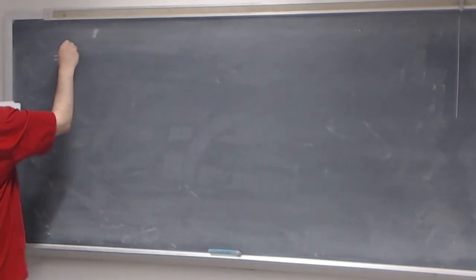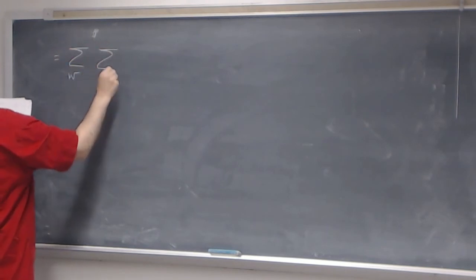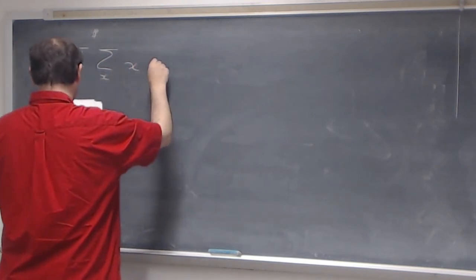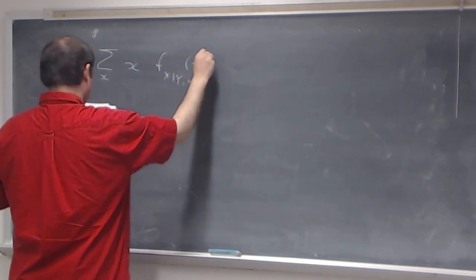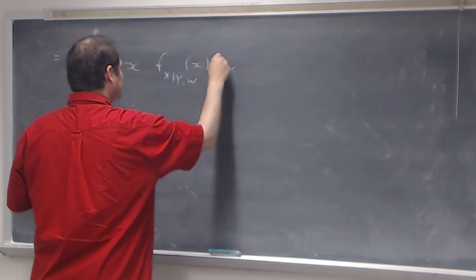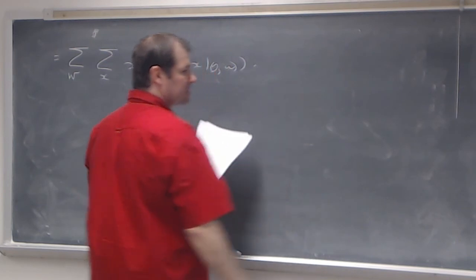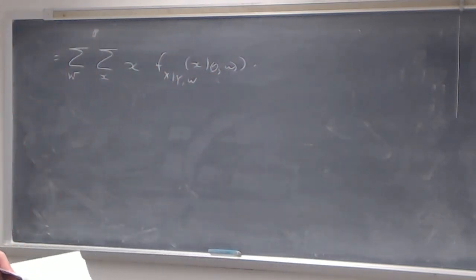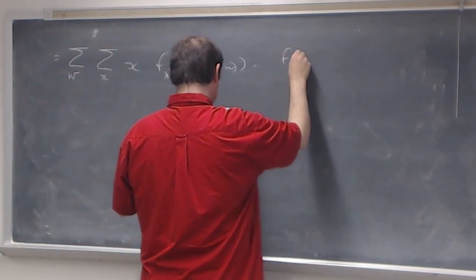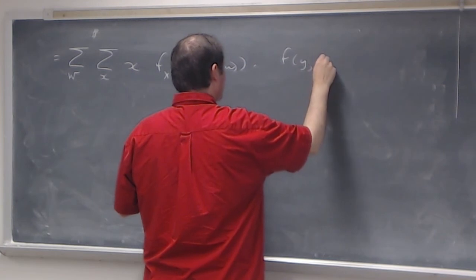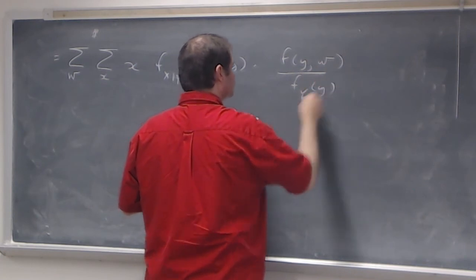Okay, that's equal to a double sum. So it's over w, over the x values, of x times the conditional PMF of x given y and w, and then times the conditional probability density function of w given y, which can be thought of in terms of symbols as f of y, w over f of y.